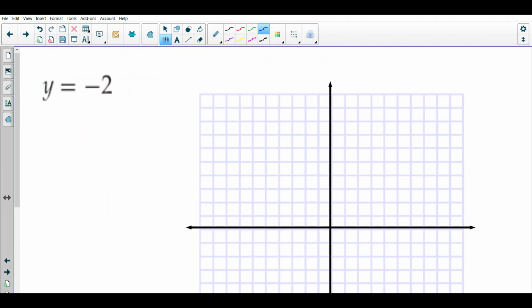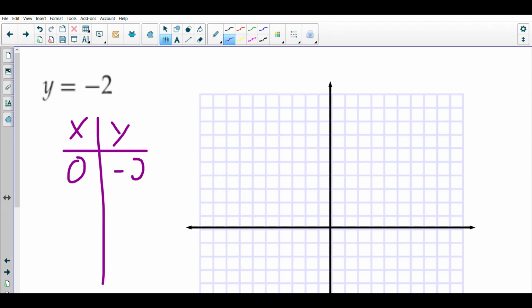Let's do another one. Here we have y equals -2. When we create this t-chart, I'm going to change colors just to mix things up a little bit. So we have to remember, it's telling us what y equals no matter what. So if we put in 0 for x, y is -2. It tells us y equals -2. We put in 1, y is -2. We put in 7, we get -2.